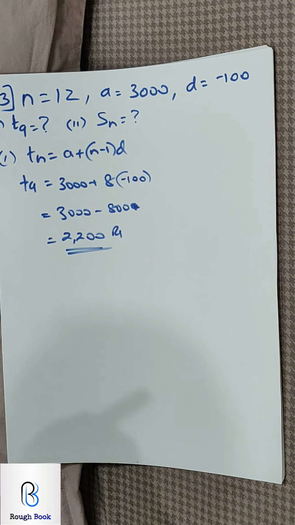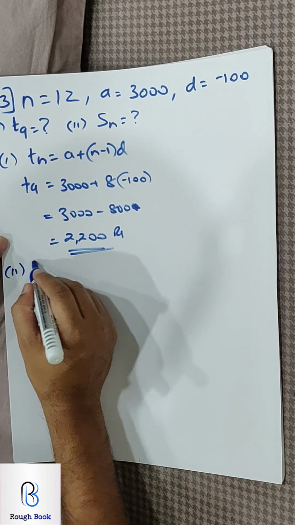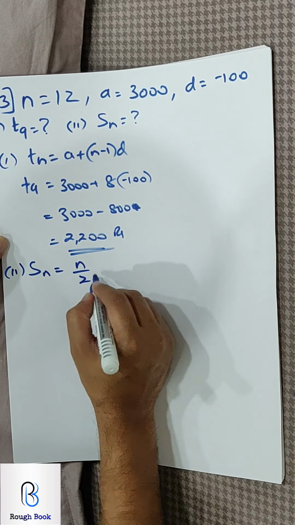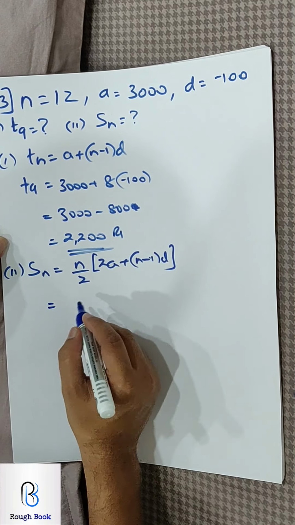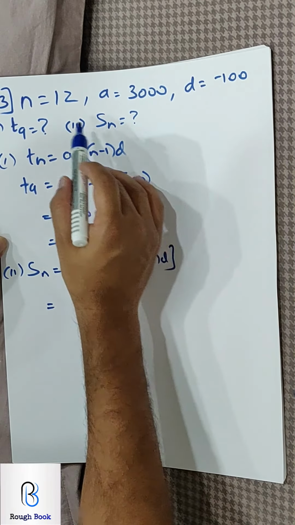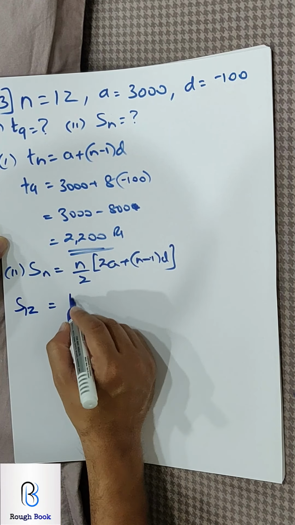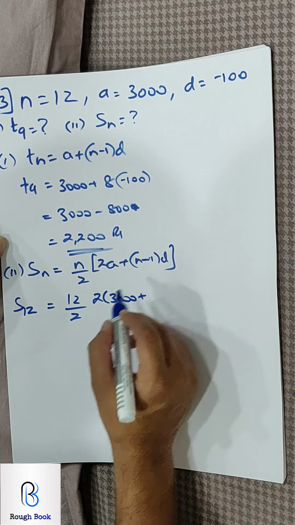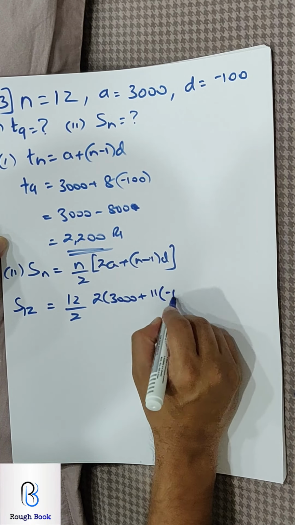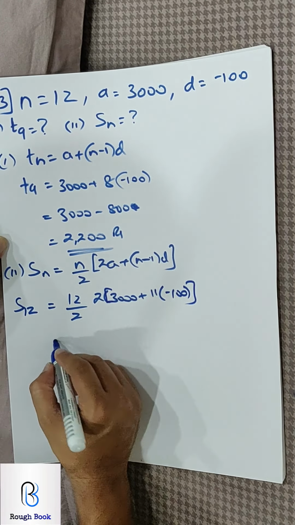I want you to go to the next one, the second part, Sn. The sum of all the installments. So n by 2, [2a plus (n minus 1) into d]. Come on, go ahead. So we are trying to find the sum of 12 installments. So therefore S12. So 12 by 2, 2 into a is 3000, n minus 1, so 12 minus 1 is 11, and minus 100. So let's see what's the outcome.